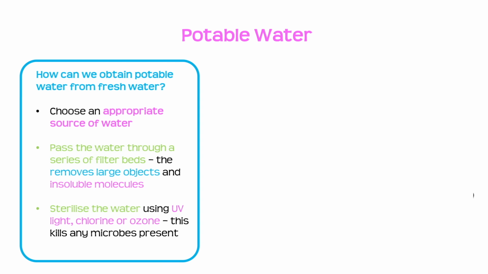Our first step is we need to choose an appropriate source of water. Once we've done that, we're going to pass the water through a series of filter beds. The purpose of this is it's going to remove any large objects, perhaps like branches, and other insoluble molecules. Finally, once we've done this, we're going to sterilise the water. We'll do this either using UV light, chlorine or ozone. And the reason for this is it's going to kill any microbes that may be present.